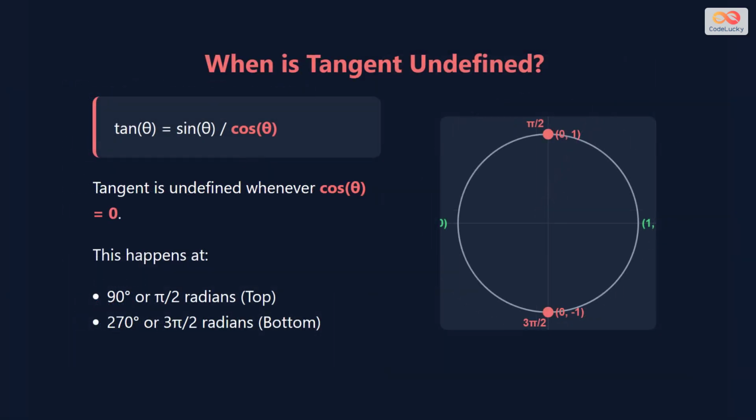Recall that tangent is sine divided by cosine. Therefore, tangent is undefined whenever cosine of theta equals 0. On the unit circle, the x-coordinate is 0 at the very top and the very bottom. That corresponds to 90 degrees, or pi over 2 radians, and 270 degrees, or 3 pi over 2 radians.